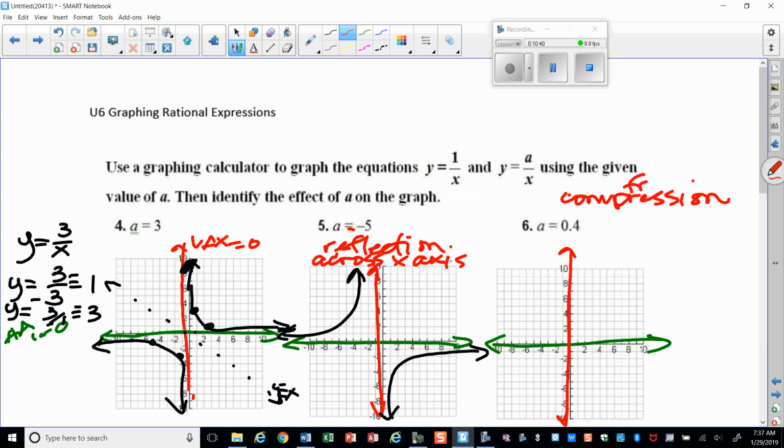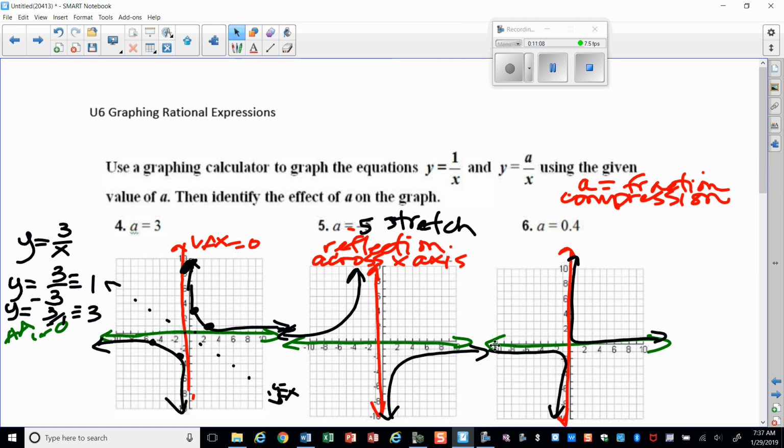All right, if you have a fraction for a, it was very close. Okay. And here it's very compressed. Okay, where these are kind of stretched out. All right, so this would also be a stretch. Right, the negative makes it a reflection, and the 5 makes it a stretch. Okay. So if there's just 3, that's just a stretch. Okay. Those are the transformations for a.